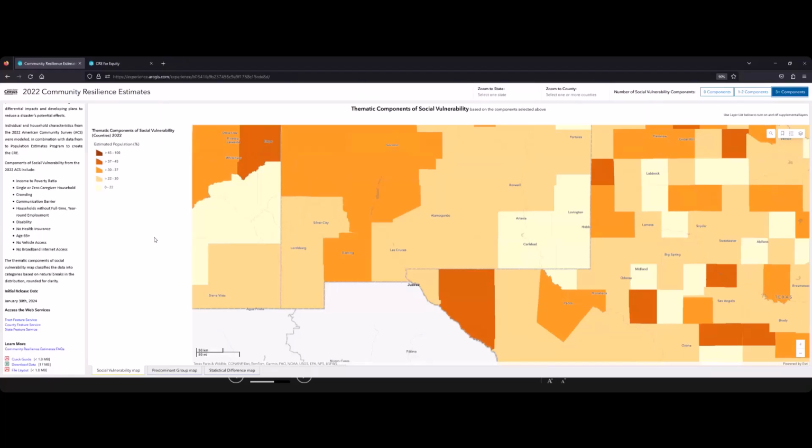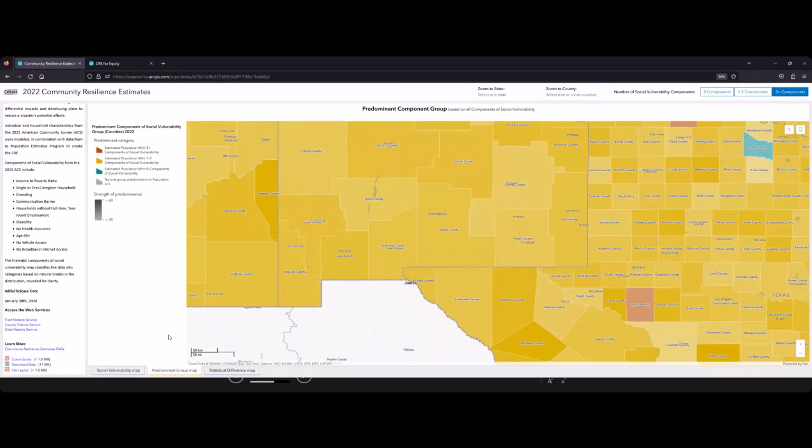which is exactly what you will see if we switch to the second tab here, the predominant group map. Notice how the coloring has changed once again. El Paso County, which is the example that we've been working on, is colored yellow, which according to the legend that we have here on the left, indicates that the largest group in this particular geography has 1 to 2 components of social vulnerability.